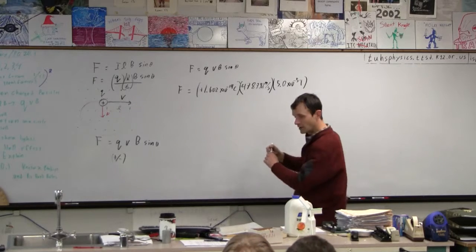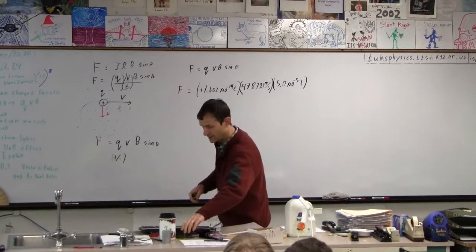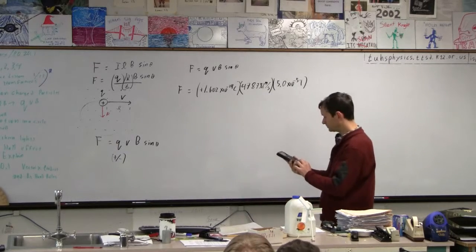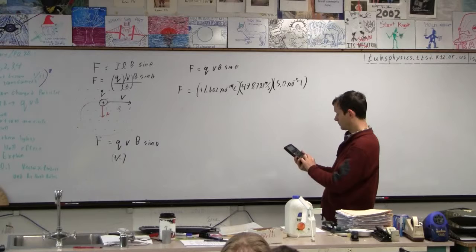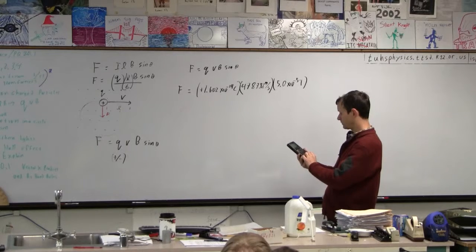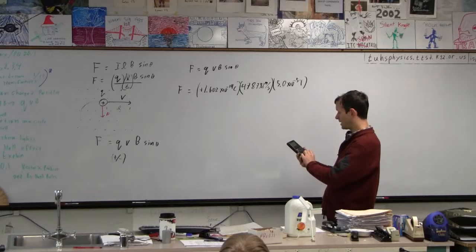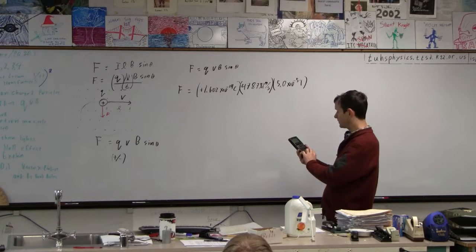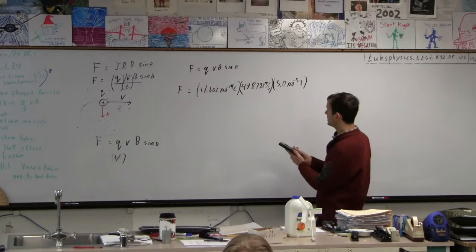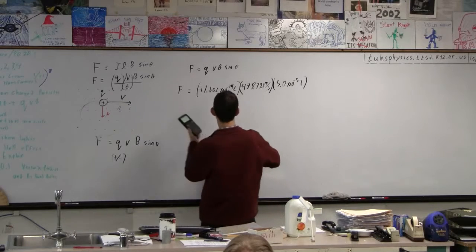Okay, and then presumably the angle is 90 degrees, and so the sine of 90 is 1, and I'm not going to put that in there. And so let's calculate this. 1.602 e minus 19 times 4787.81 times 5e minus 5. And we get that the force is not very much force.